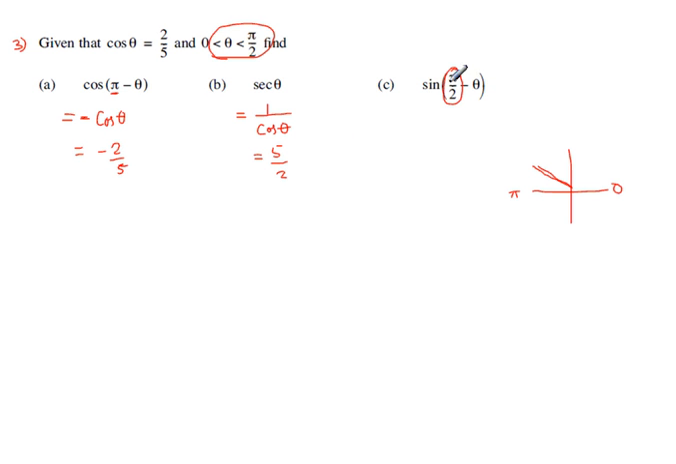Whenever pi by 2 comes in, which means 90 degrees, your sine becomes cos. This means pi by 2 minus theta, you fall back to the first quadrant where all are positive. So your cos theta, we know the value of cos theta is 2 by 5. So your answer is 2 by 5. If you think I'm going fast, please pause the video, go through it again. That's the only way you can learn maths.